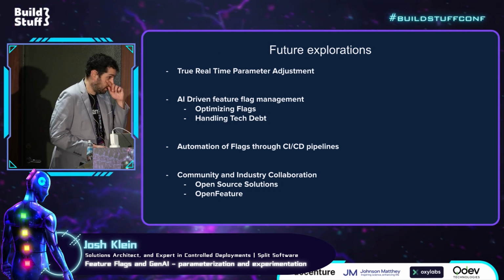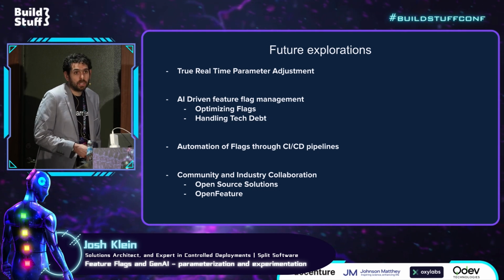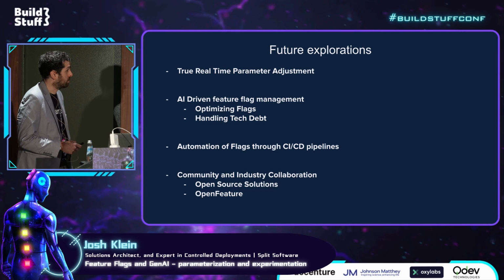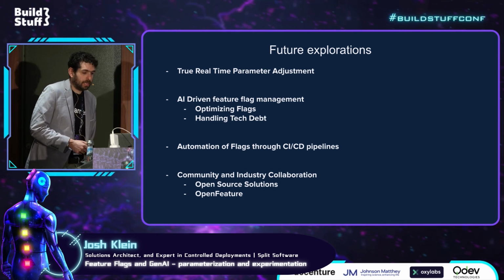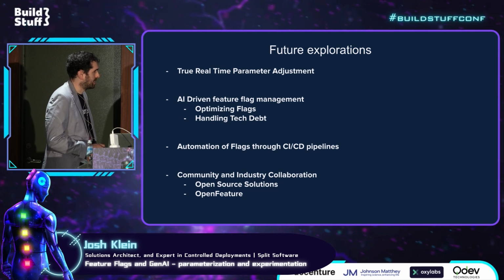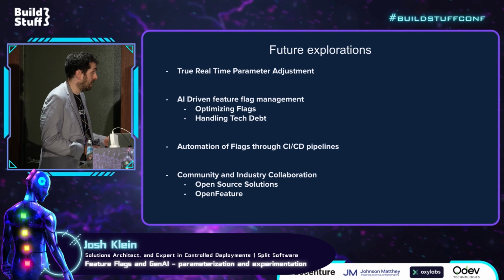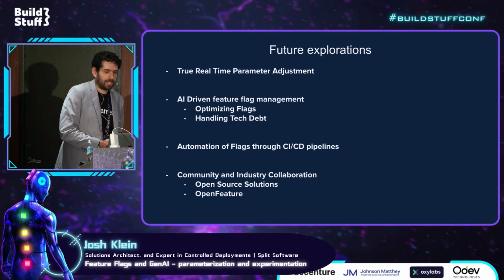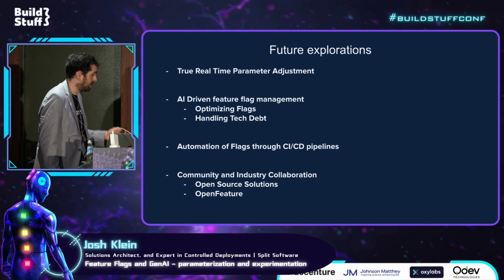For those of you who are familiar with Uber's Piranha project, which is an open source tool to reduce tech debt in systems, which is pretty cool, take a look at Uber's Piranha as well. Automation of flags through CI/CD pipelines is also interesting. Basically, releasing a feature and having it automatically behind a feature flag in your CI/CD pipeline. That's something that we're working on at Harness, which is going to be really cool.